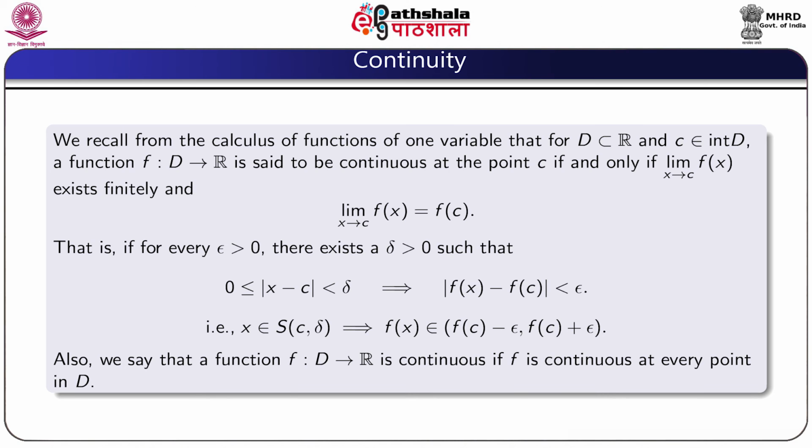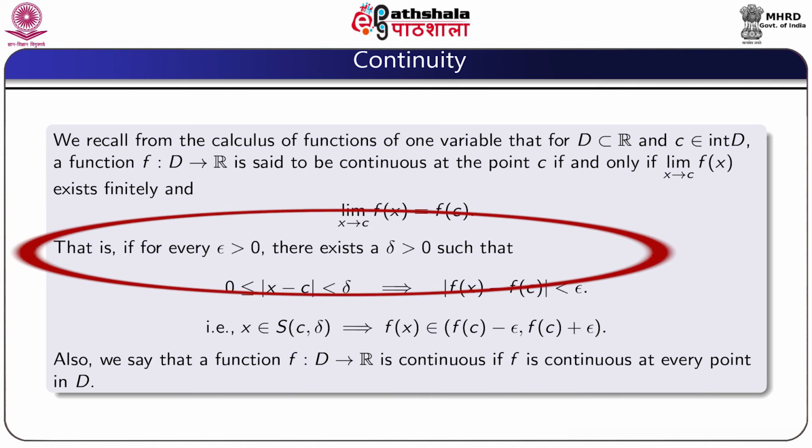Let a function f be defined over a set D, a subset of R, and c is an interior point of the set D. We say f is continuous at the point c if and only if the limit of f(x) as x approaches c exists finitely and its value equals f(c).